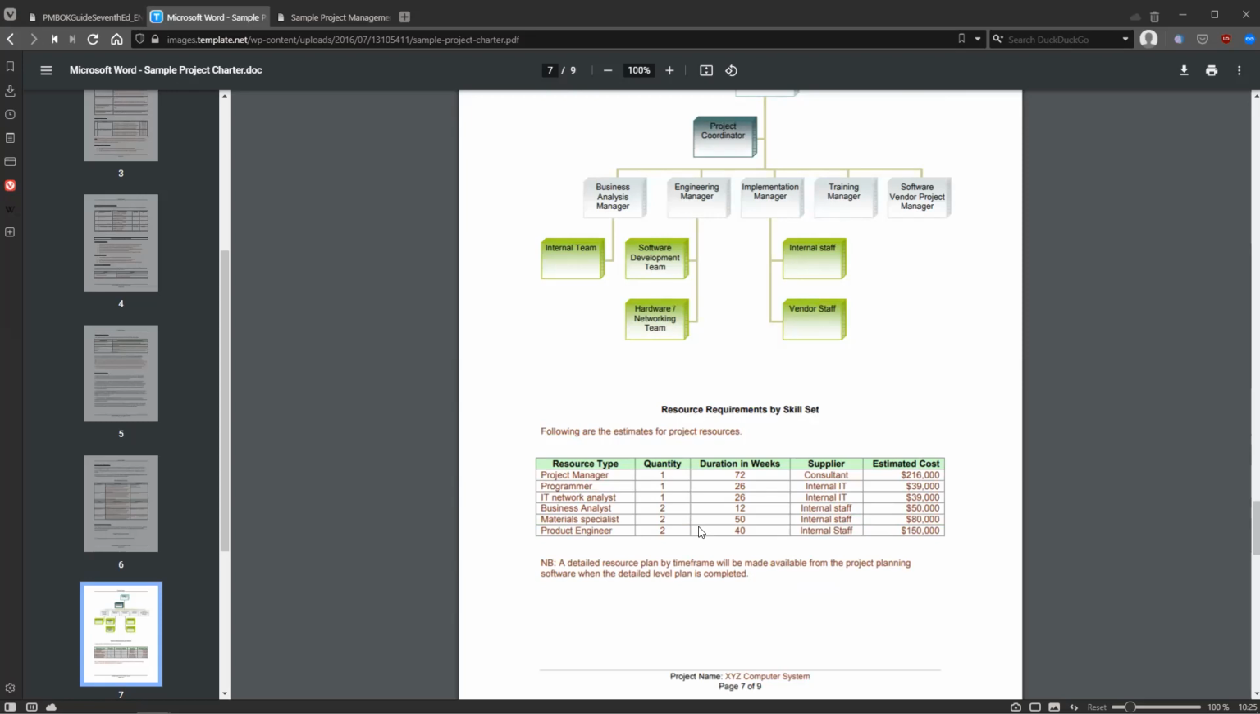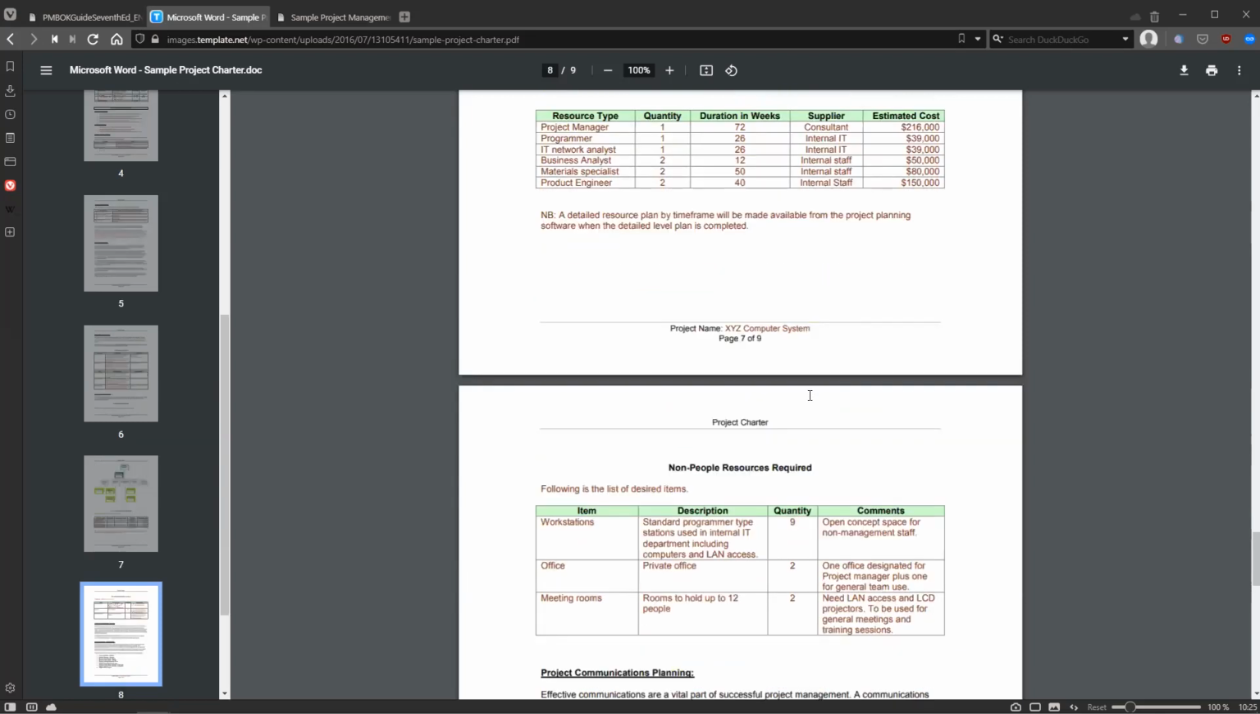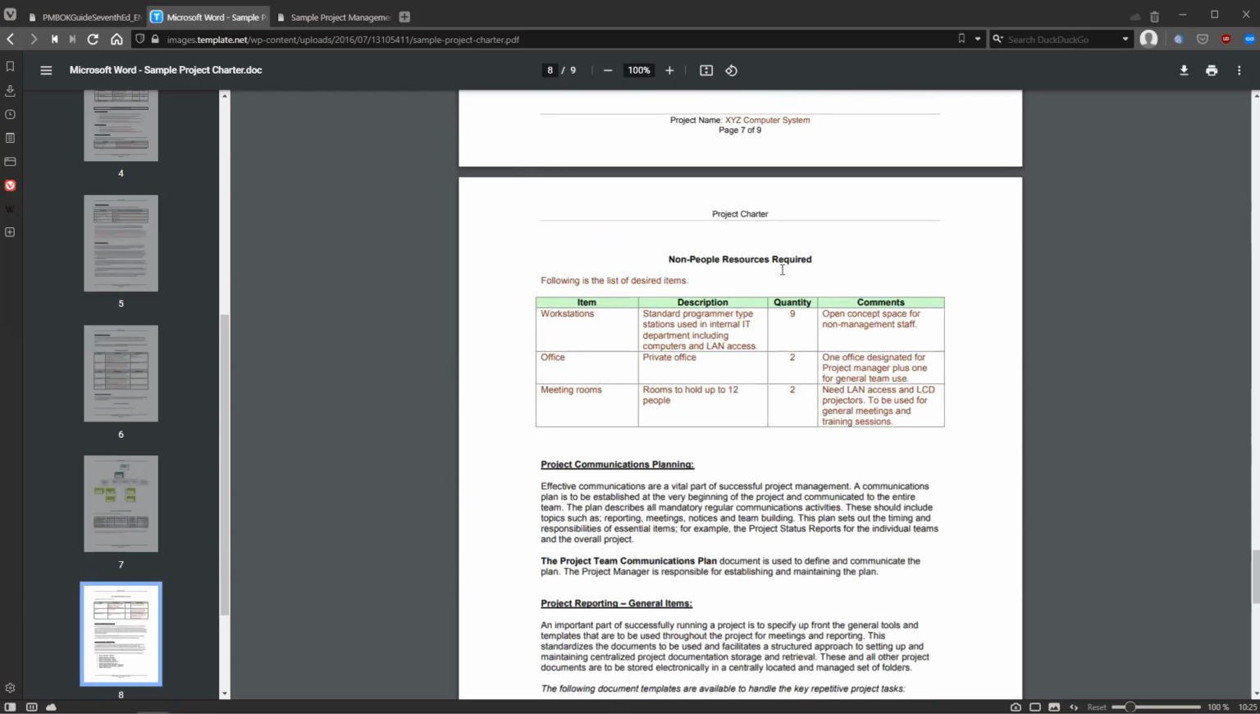materials, in terms of some additional unallocated time attributed to some additional specialists. So that can be a very broad description of resource management. Like here, it's non-people resource requirements, workstations, office, meeting rooms, etc.